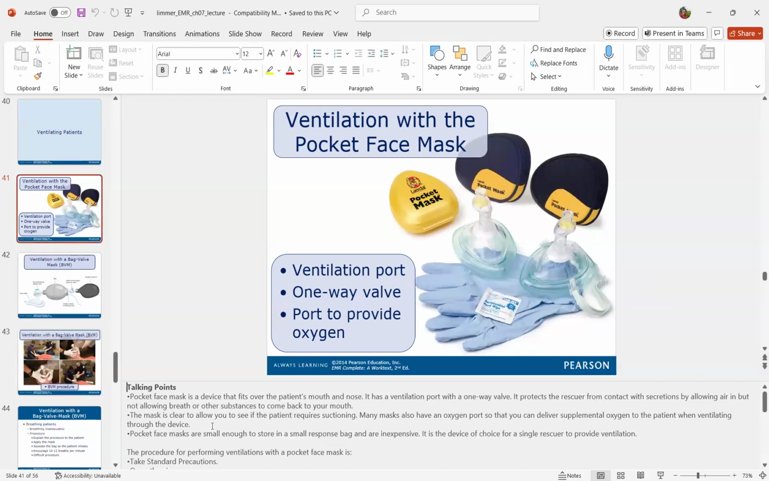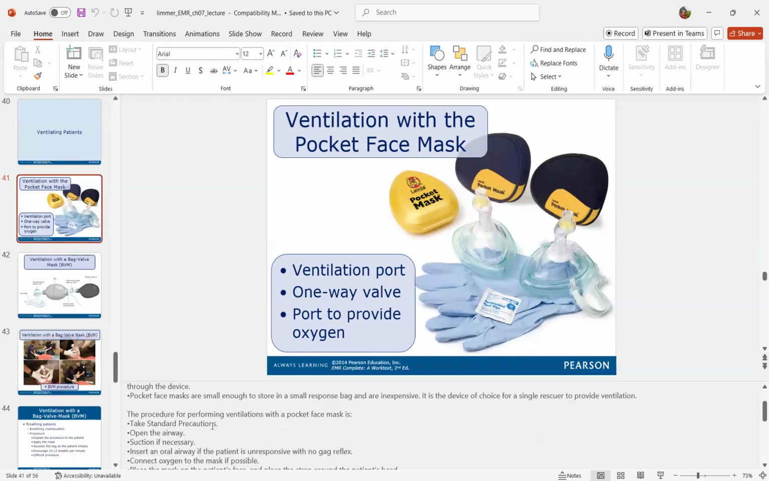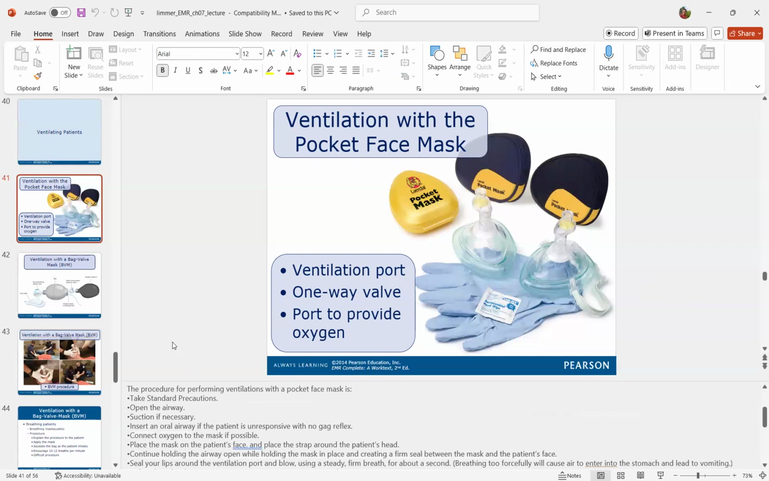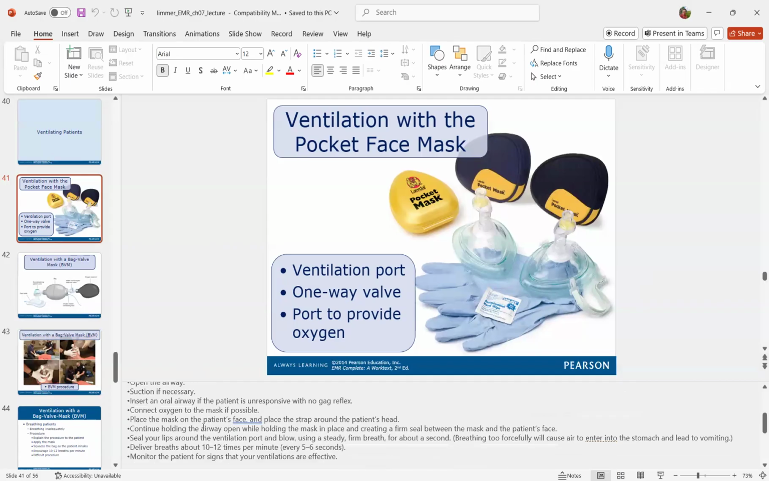So again, take your standard precautions. Open the airway, suction if you need to. We can insert an oral airway, like that oropharyngeal or oral airway. So measure. If they're unresponsive with no gag reflex, we can put that in. Connect oxygen to the mask if that's possible. We're going to place the mask over the patient's face and place the strap around it. This does come with a strap as well.